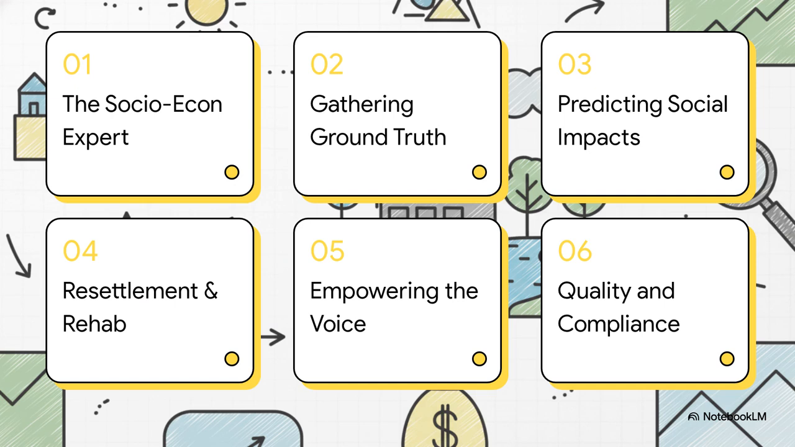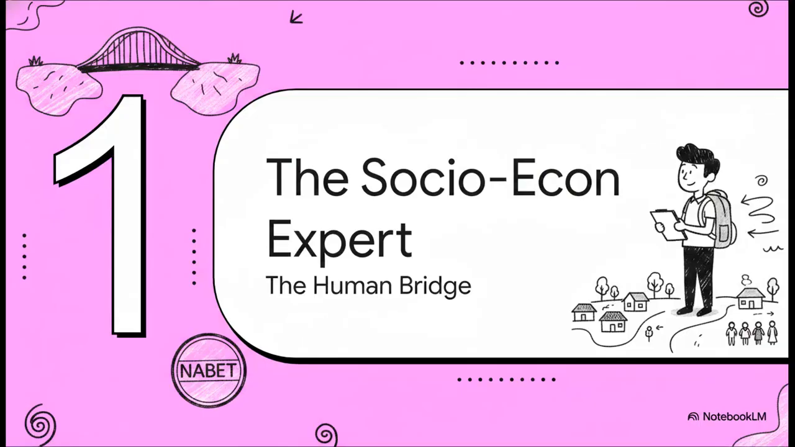To get a grip on this, we'll be walking through 6 key areas today. First, we'll meet the socio-economic expert, then look at gathering the ground truth, predicting the social impact, resettlement and rehabilitation, empowering the community voice, and finally, ensuring quality and compliance. Let's jump right into Section 1. The socio-economic expert, who essentially acts as the human bridge.